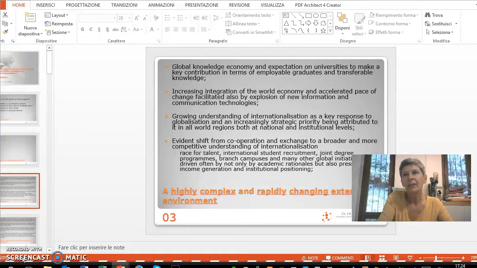In internationalization itself, we see a clear shift away from cooperation and exchange to a more competitive understanding of internationalization. That doesn't mean cooperation is disappearing, but it means that there is now this very evident mix of both cooperation and competition. And here you can see in the presentation some examples of that. The race for talent, international student recruitment, joint degree programs, branch campuses, many other global initiatives are driven often not only by academic rationales, but also by pressures for income generation and institutional positioning.